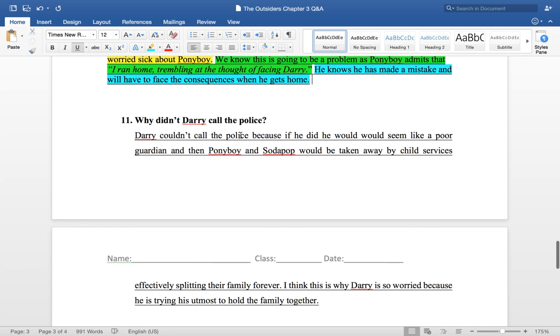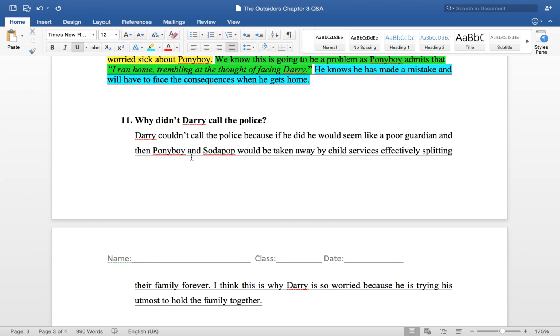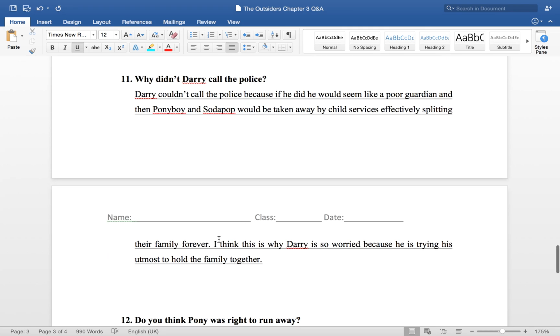So, why didn't Derry call the police? He should have just called the police and they would have gone around and picked up Ponyboy and brought him home. Not quite. Derry couldn't call the police because if he did, he would seem like a poor guardian. Then Ponyboy and Soda Pop would be taken away by child services, effectively splitting their family forever.